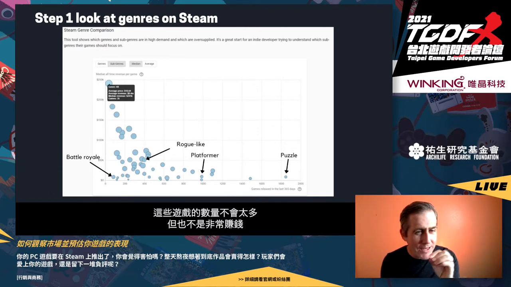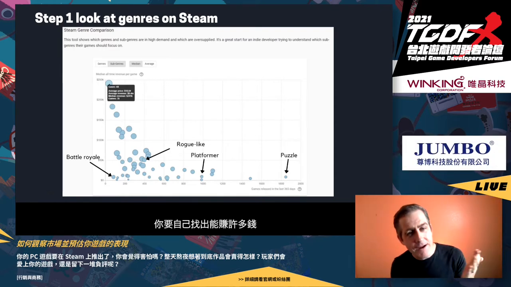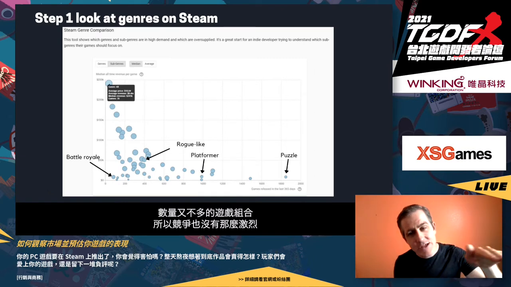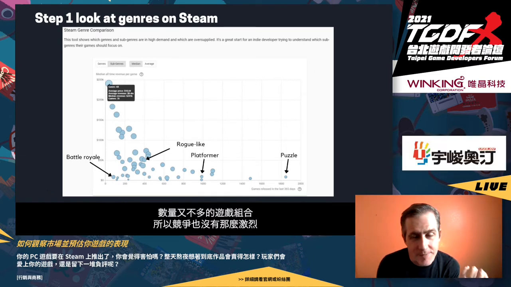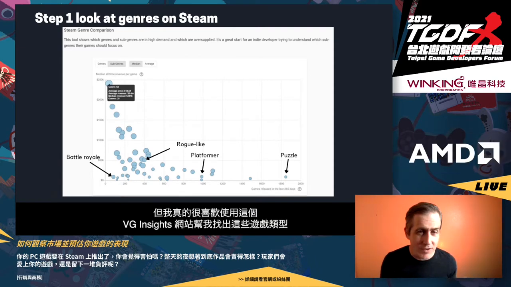There aren't too many made and it doesn't make a whole lot of money, but it's right in the middle. It's up to you to find the combination of games that make a lot of money and there aren't too many of them, so there's not too much competition. It's a hard thing to do, but I really like to use this site, VG Insights, to help me find those genres.